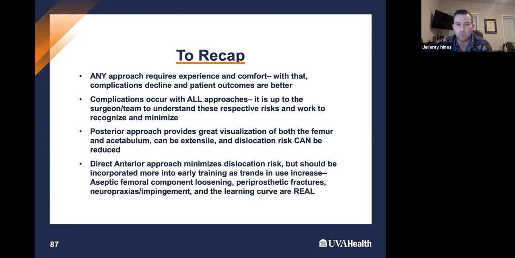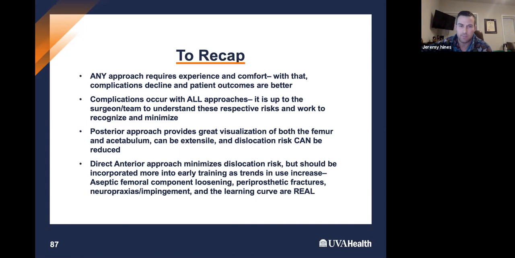I think the posterior approach overall gives great visualization of the femur and the acetabulum. It can be extensile, and dislocation risk can be reduced. The direct anterior approach, I think, is still an awesome approach. It can minimize the dislocation risk, but it should be incorporated earlier into training, as the trend is going to continue to rise, I believe.